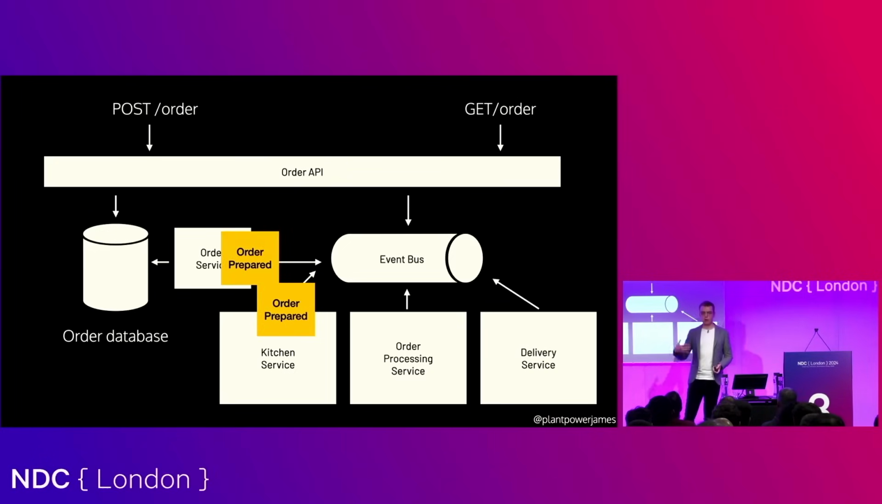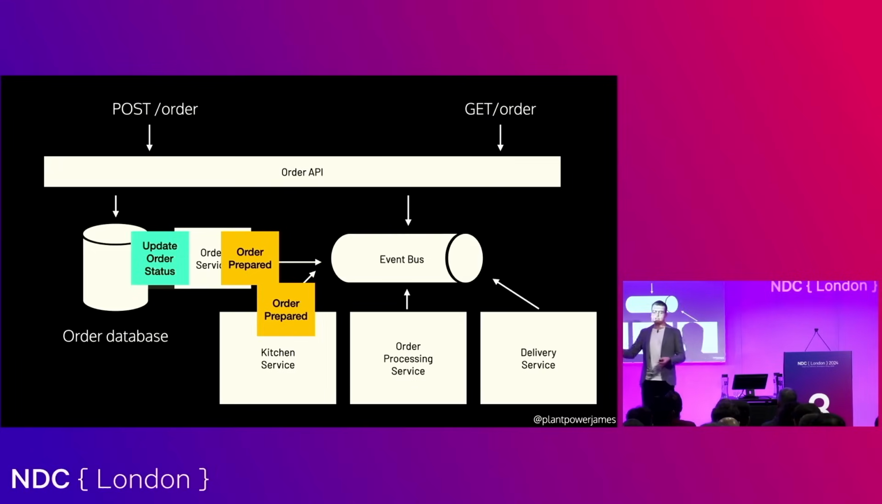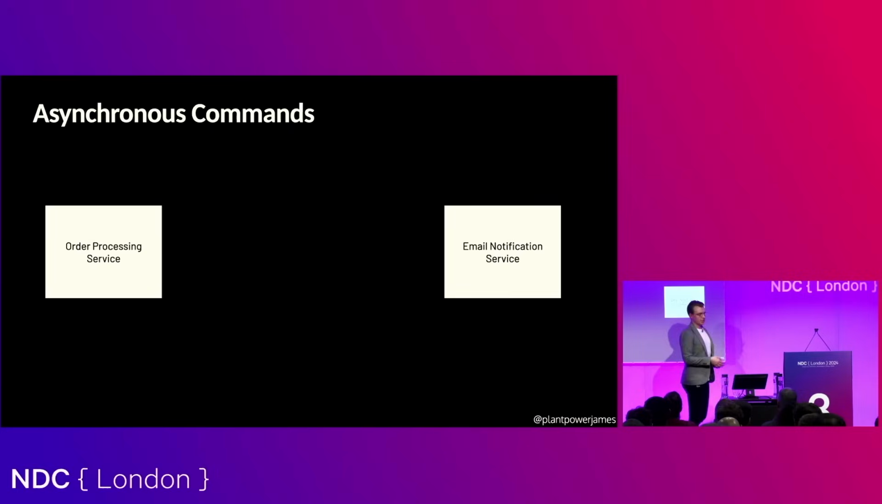So you hook into that order prepared event, and although you're not going to trigger any functionality off the back of that, you're still interested in it, because then you can just update the status of the order in your database. And this allows you to keep this common view of the world as events are happening in the background asynchronously. I want to quickly discuss the idea of asynchronous commands.